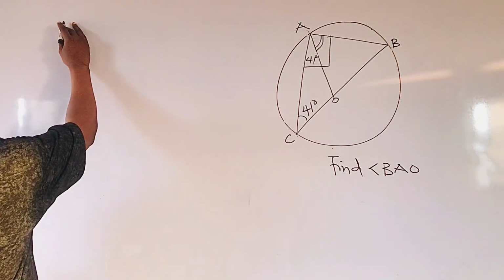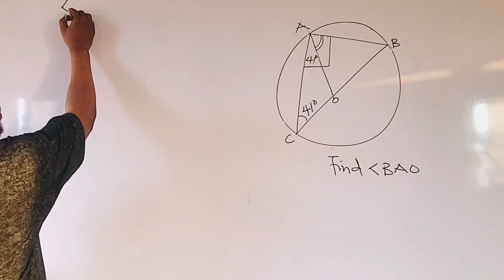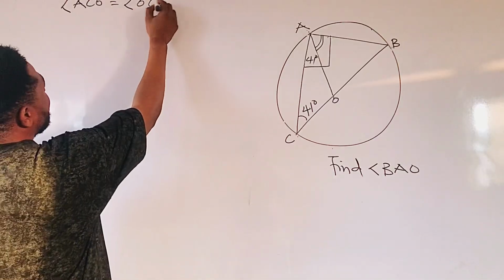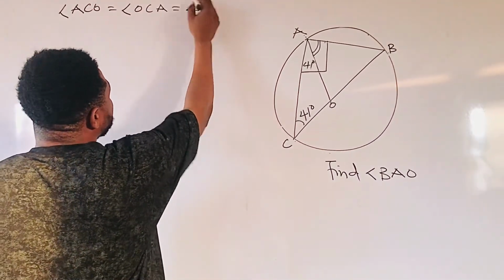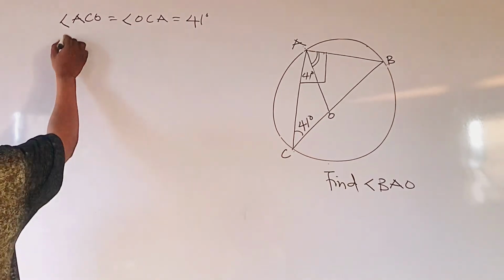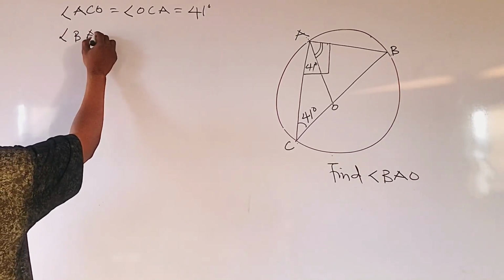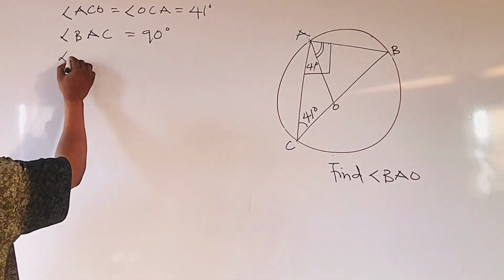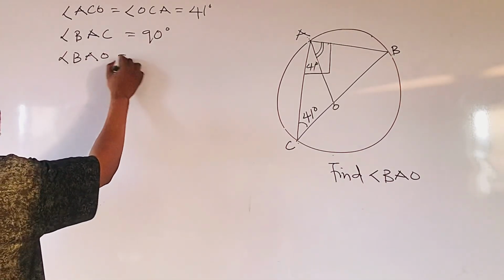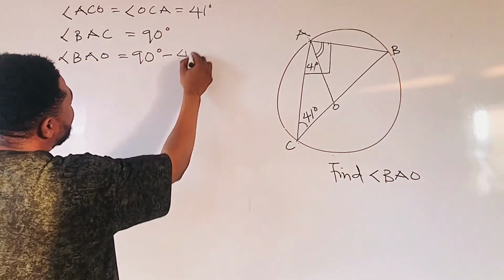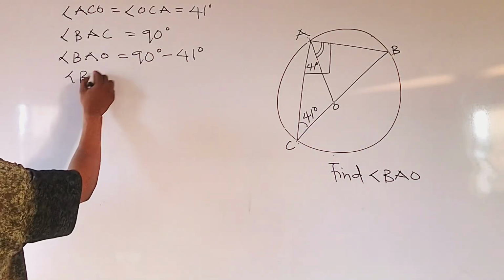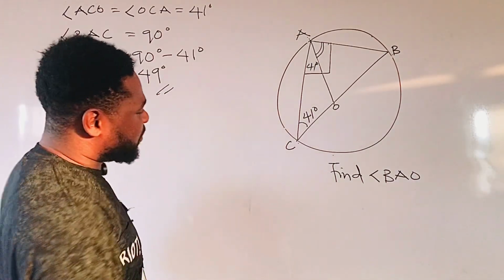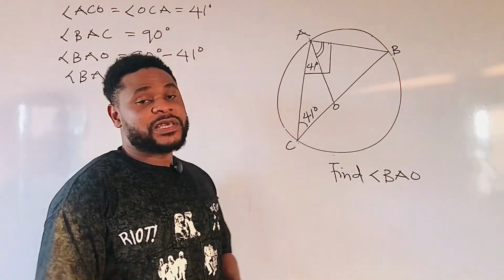First of all, we can say that angle ACO should be equal to angle OCA, equal to 41 degrees. And we can also say that angle BAC should be equal to 90 degrees. Therefore, we can say that angle BAO should be equal to 90 minus 41. Therefore, angle BAO is going to be 49 degrees. So this is how we can find angle BAO from this diagram. Thank you.